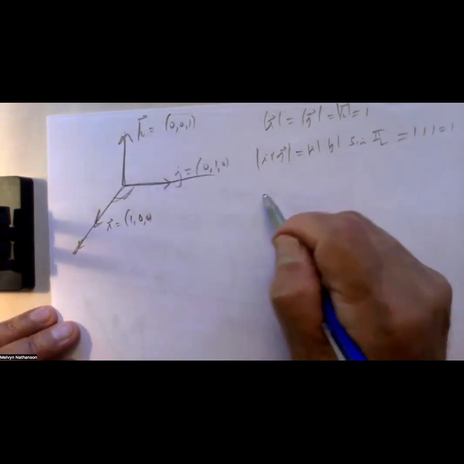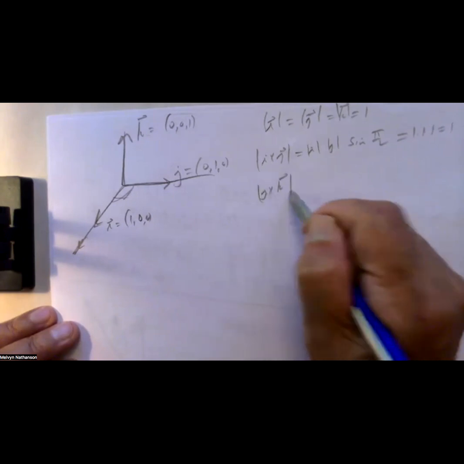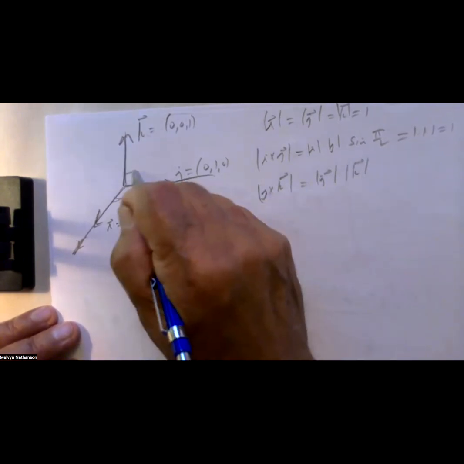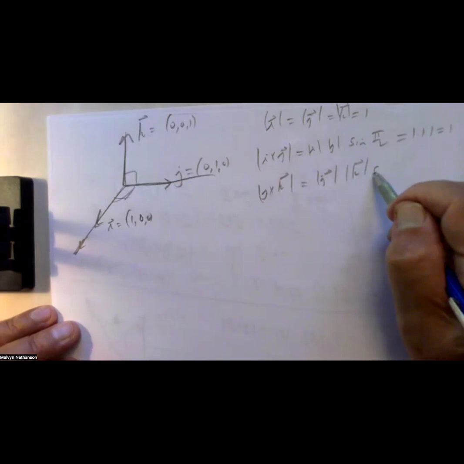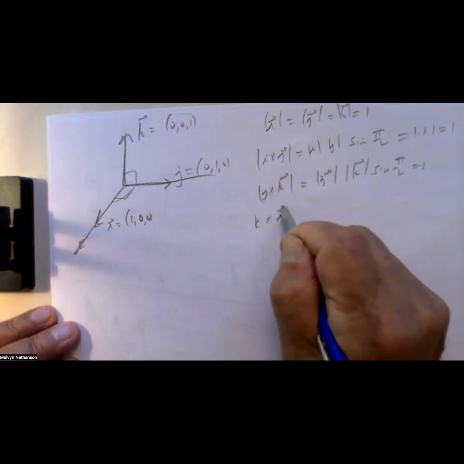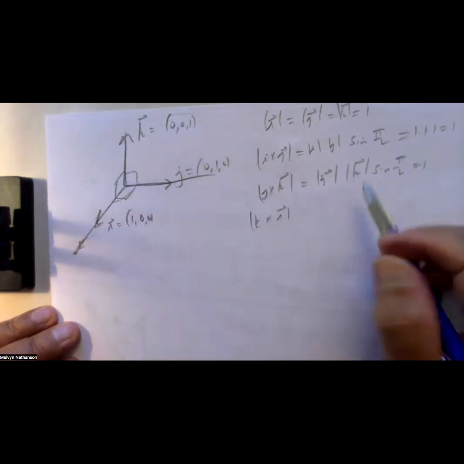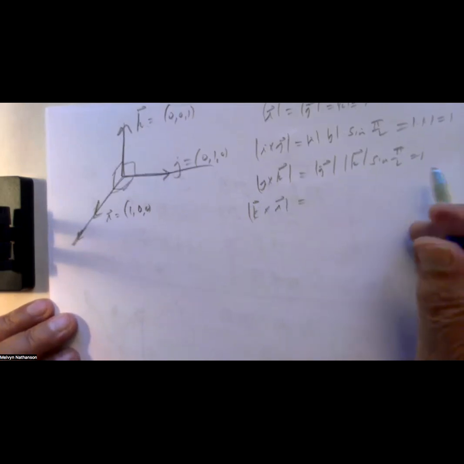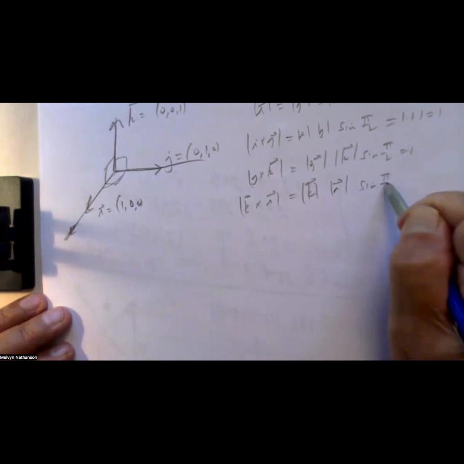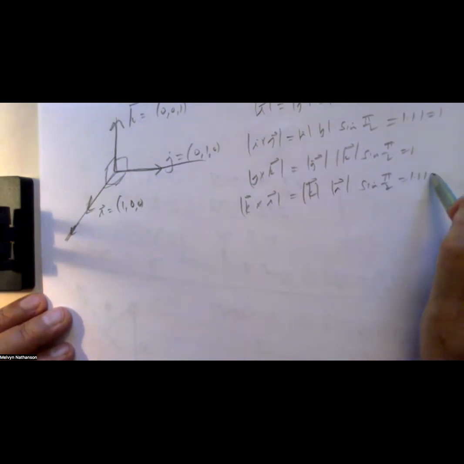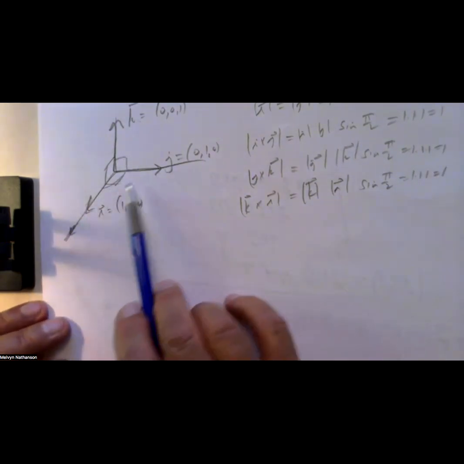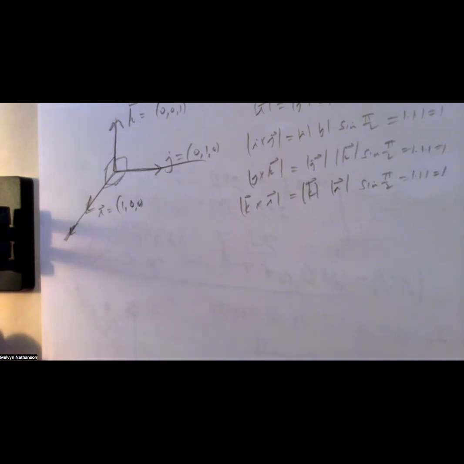Similarly, if you take j cross k, the absolute value of this is the length of j, length of k, and this angle is also a right angle. And if I take k cross i, this is a right angle. So the magnitude of that cross product vector is length of k, length of i, sine pi over 2. Again, it's 1 times 1 times 1, which is 1. So the magnitude of the cross product of any pair of these three unit vectors is 1.